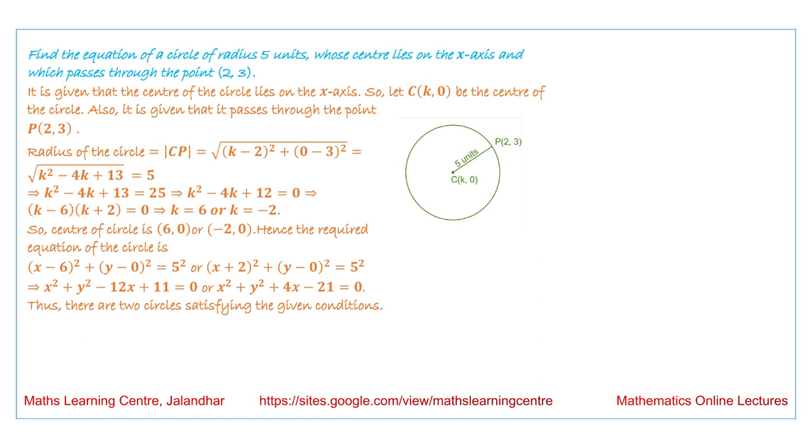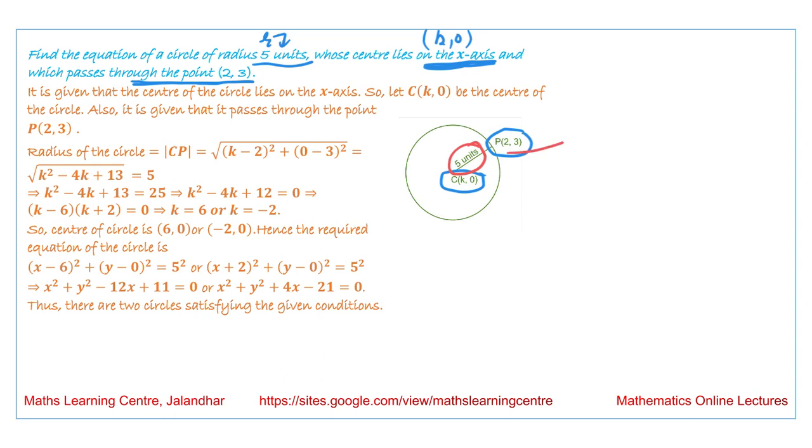Next is find the equation of a circle of radius 5 units. The value of r is given to be 5 units, whose center lies on the x-axis. Center lies on the x-axis means the coordinates of the center are of some form (k, 0) and which passes through the point (2, 3). So we are saying the center is (k, 0), it passes through the point (2, 3) and the radius we have is 5 units.